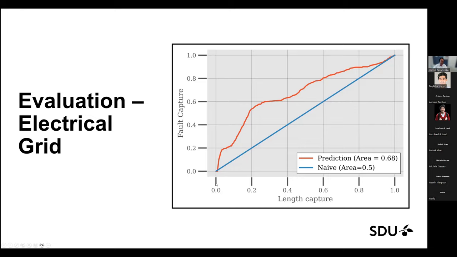Because one approach could be to renovate based on the nominal age. Is it a good indicator? Yes, it's better than the naive approach, but it's not the best approach because the operational age is different from the nominal age. And of course, what you care about is the operational age, which is more accurate.